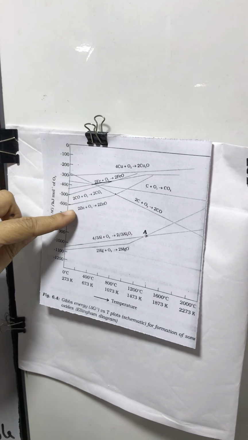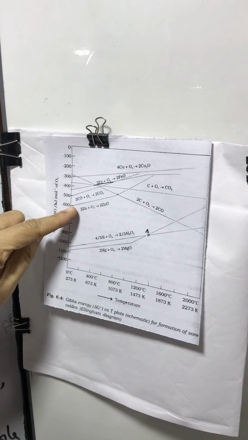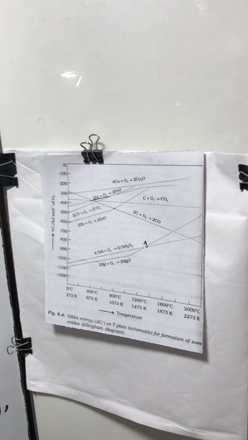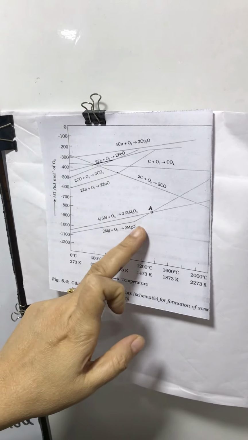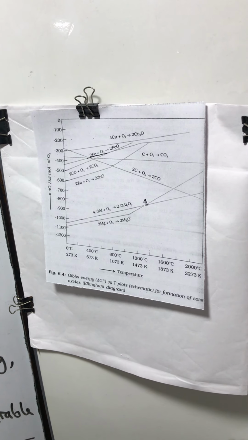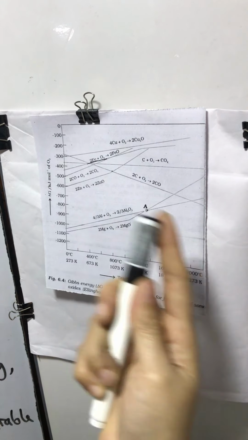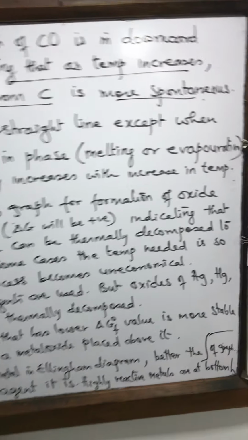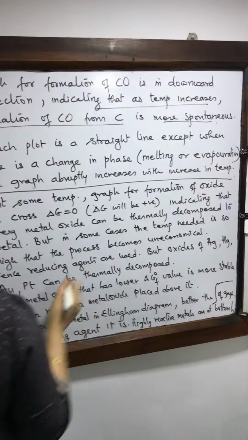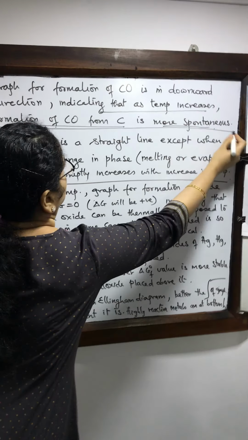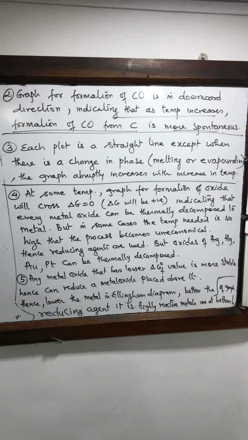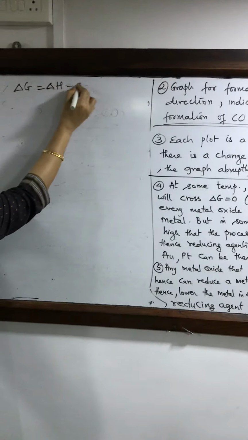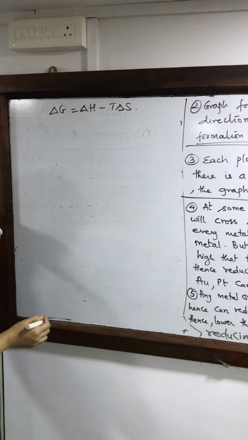Similarly, if you look at the graph for the formation of zinc oxide, it is increasing linearly and then there is a sudden increase. Now this sudden increase is because of change of phase. That means from solid it will get converted to liquid. So the third point says that each plot is a straight line except when there is a change of phase. Let me explain this using this equation that we studied in thermodynamics.